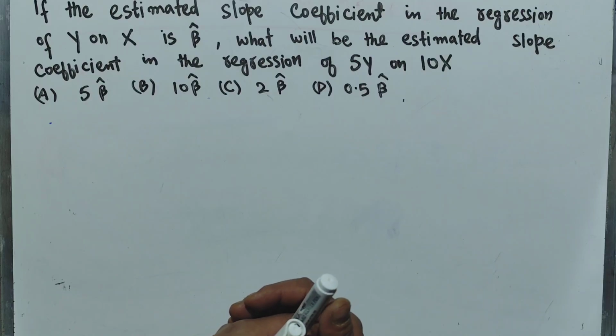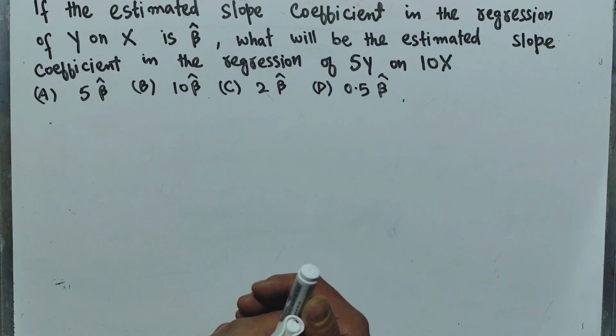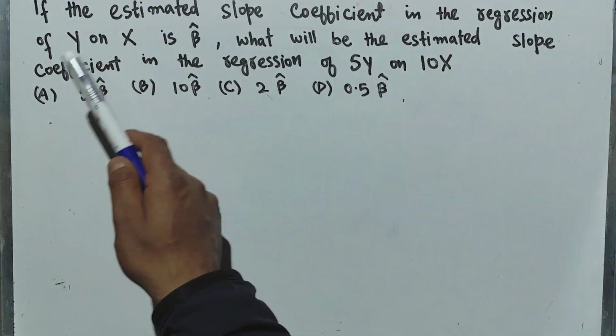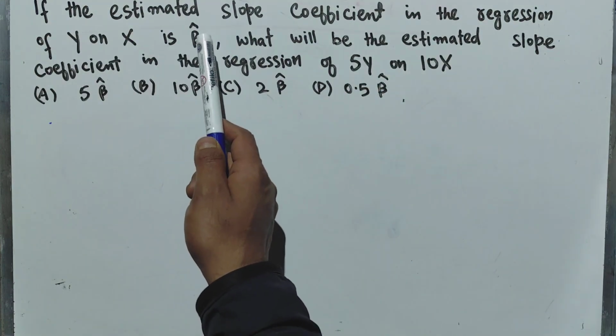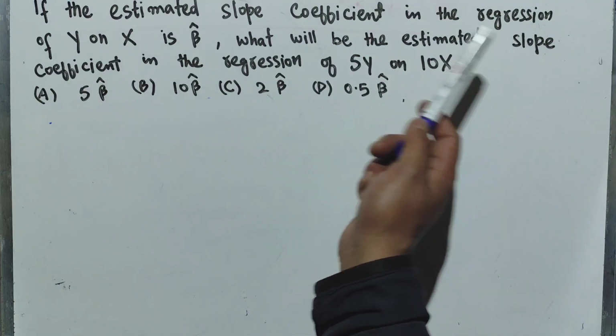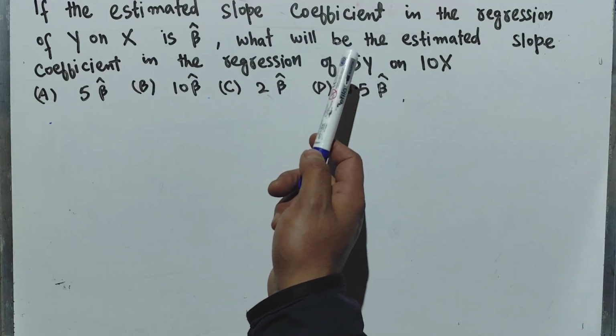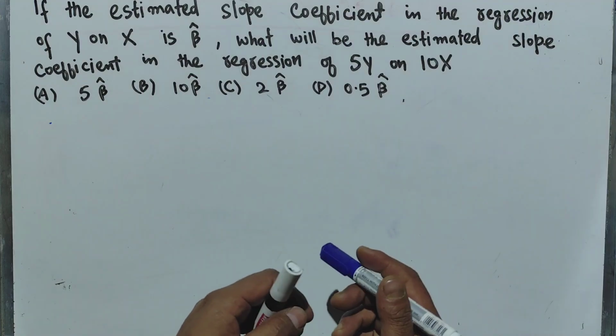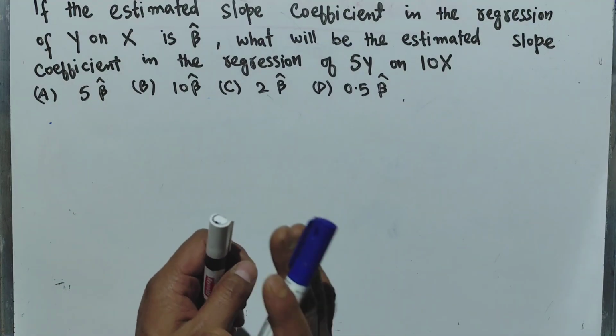Let's learn how to find out the slope coefficient in case of linear regression of y on x. The question is, if the estimated slope coefficient in the regression of y on x is beta hat, what will be the estimated slope coefficient in the regression of 5y on tan x? Options are being given. We need to find out the correct option. So let's understand it clearly.